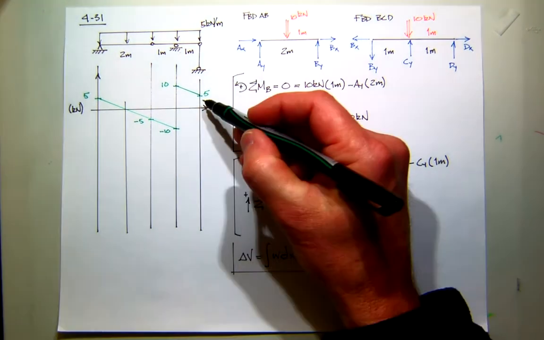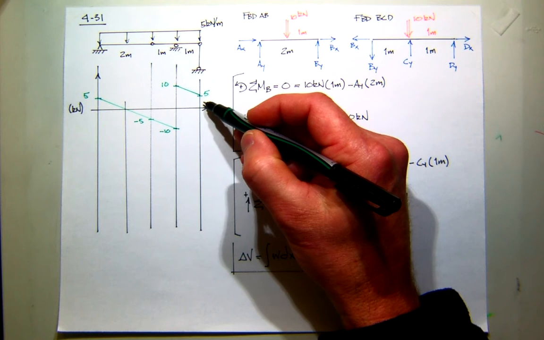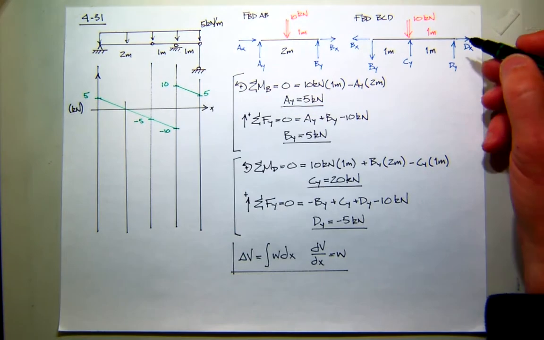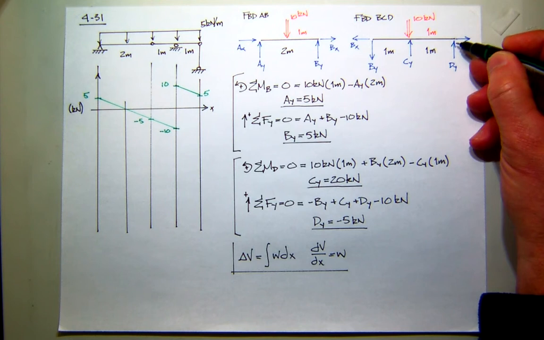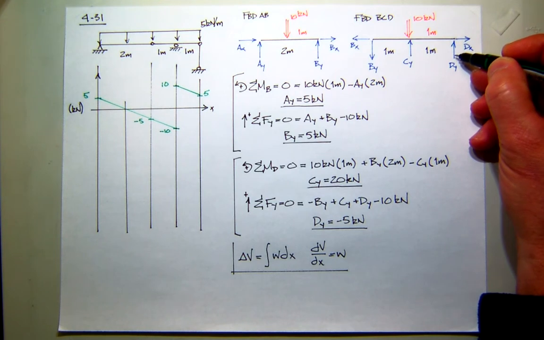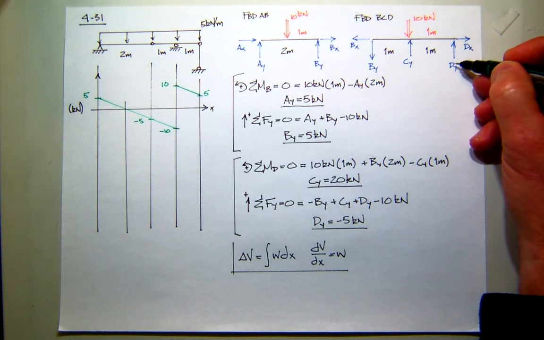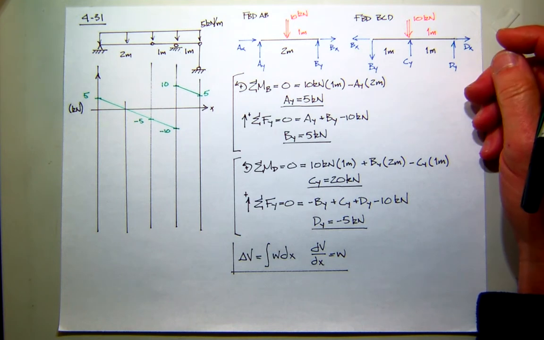Now, does it match here? This says you have a positive shear of 5. So go out here and look at your reaction. What do we find Dy to be? Negative 5, which is down, and down on the right side is positive shear. So it matches. Anybody get that, by the way? One couple people? Okay, cool.